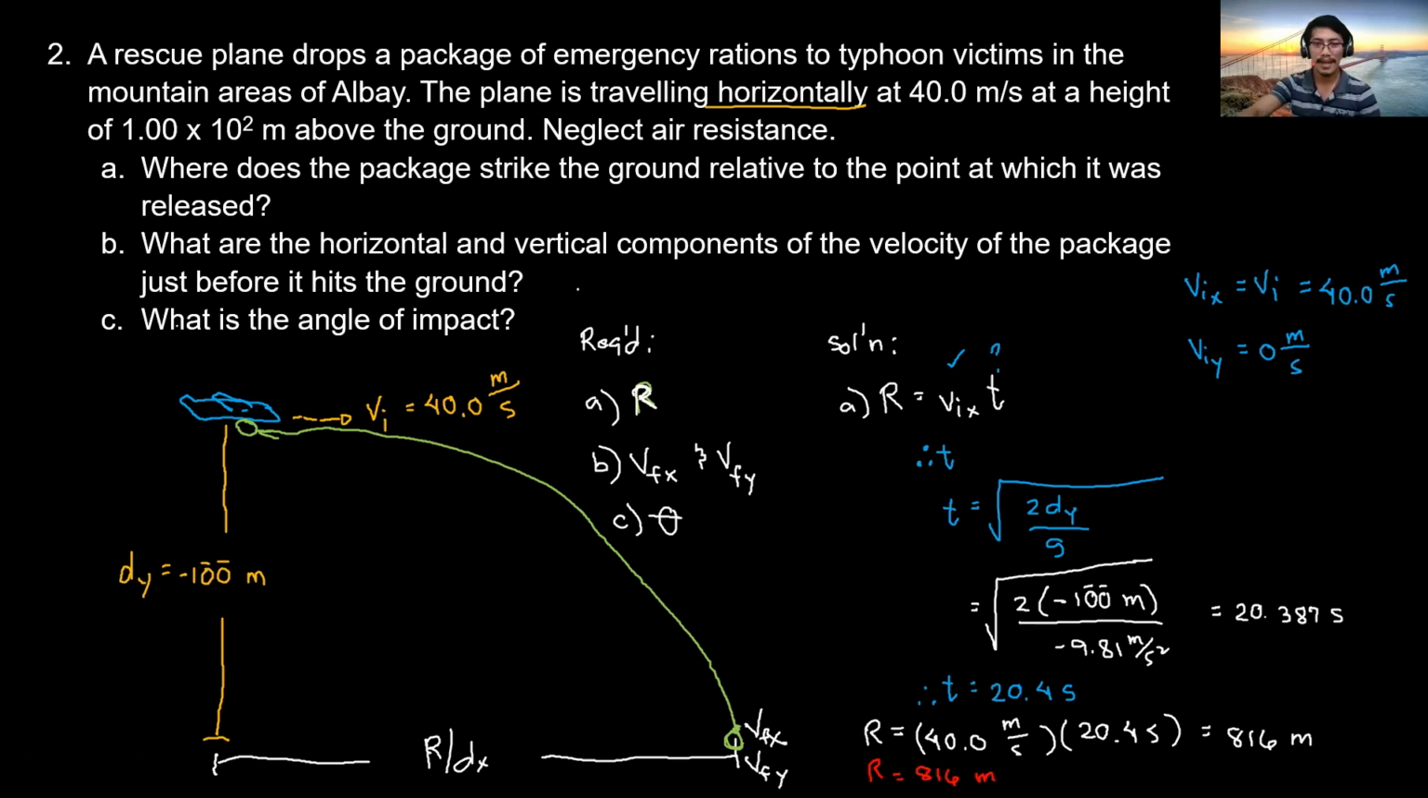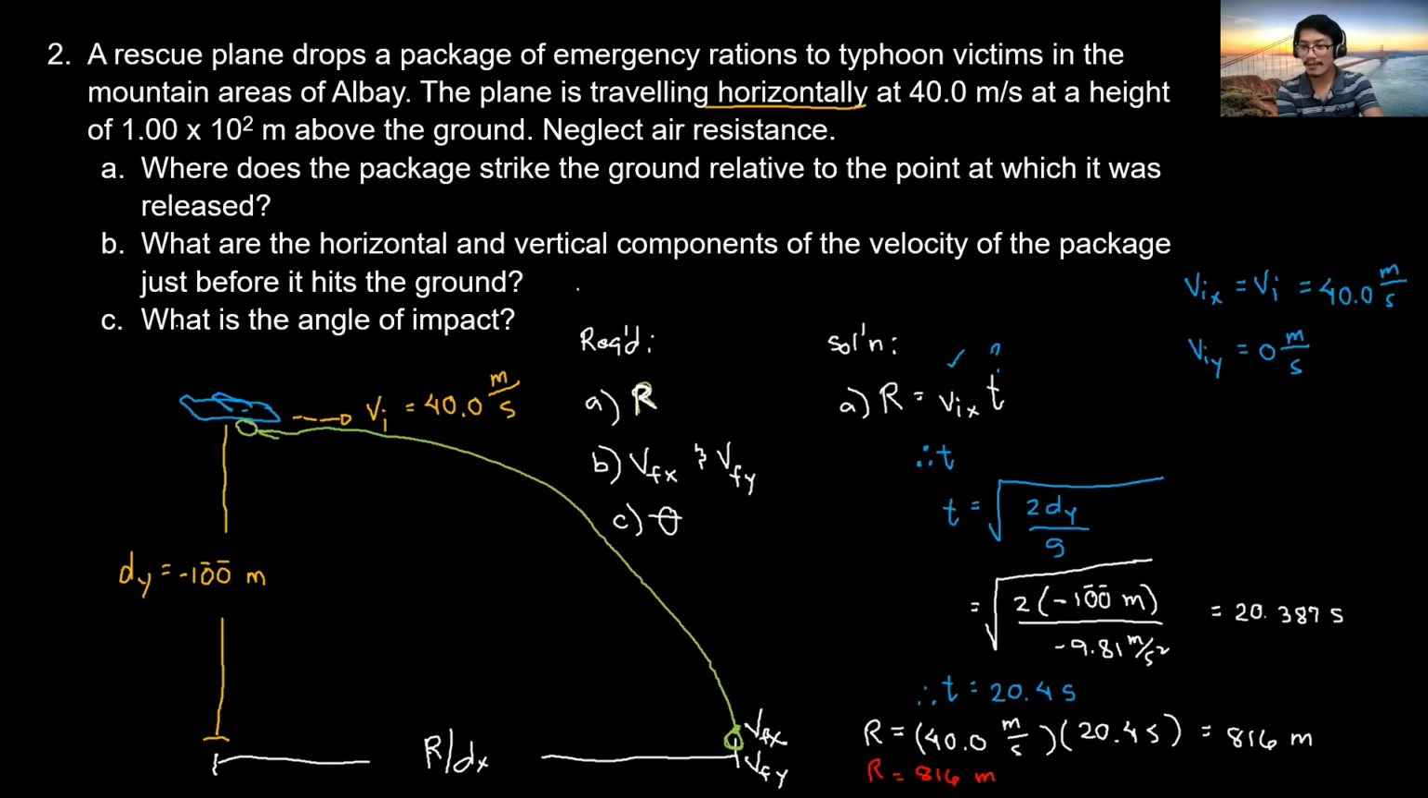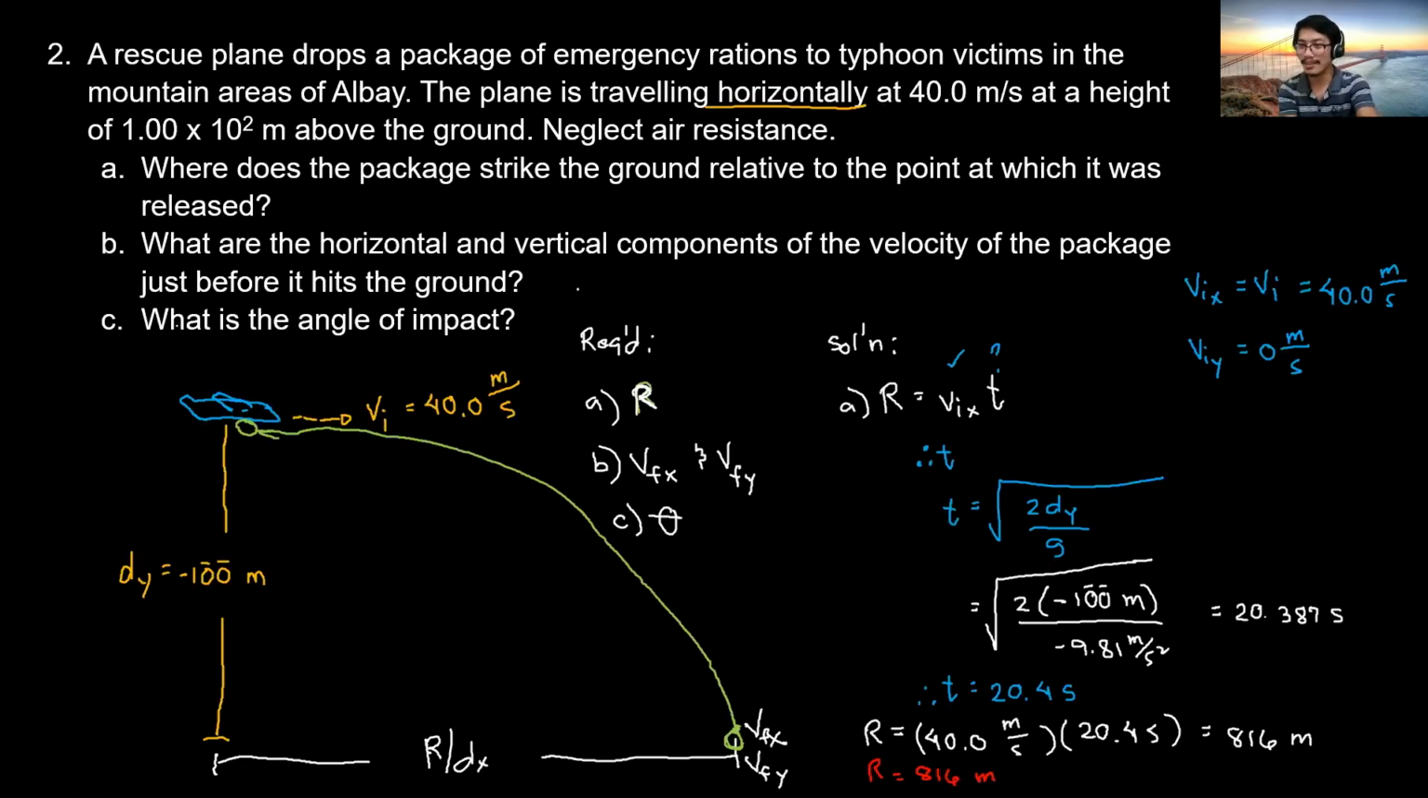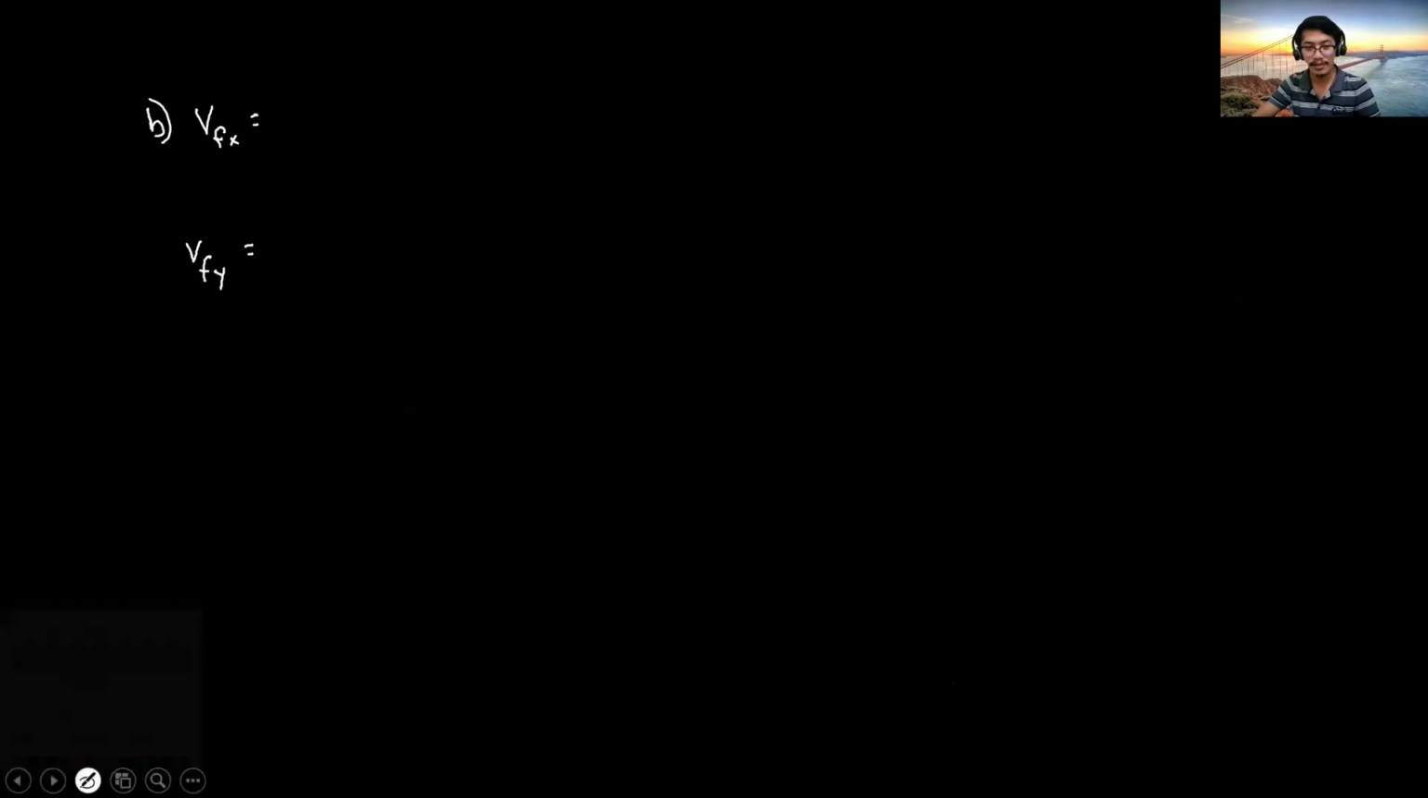So let's proceed with letter B, and that is the vertical and horizontal components. The vertical component, so VFX, and VFY. VFX is easy because remember, the velocity along the horizontal component is always constant. So whatever the VIX is at the very beginning, that is also the VFX at the end. Right? So what is our VIX? 40.